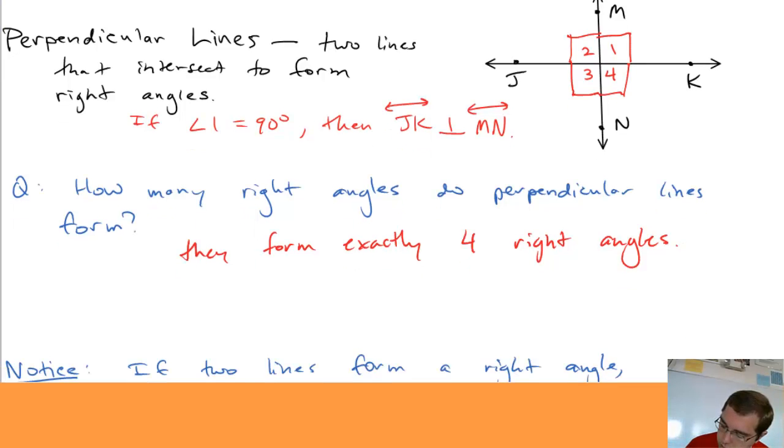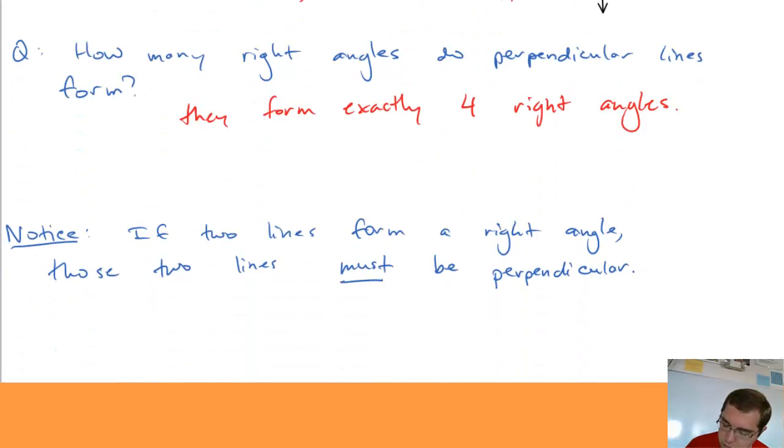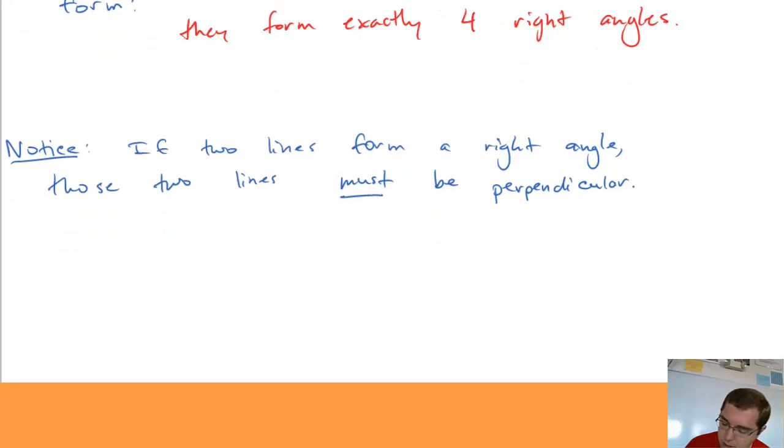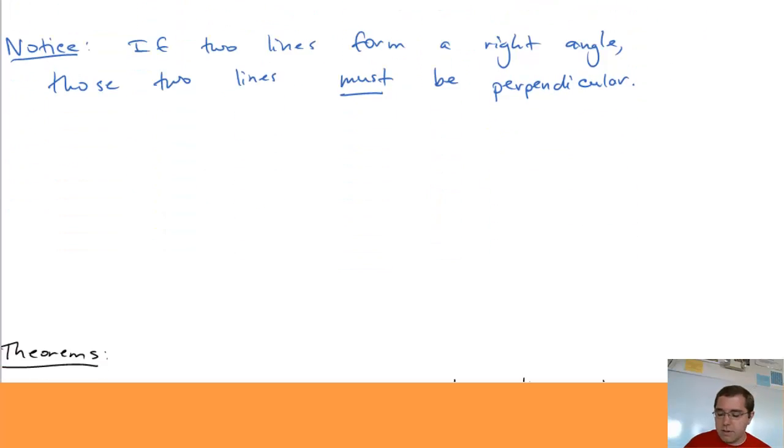Okay? Now I want you to notice something. If two lines form a right angle, one right angle, then those two lines must be perpendicular because of the process I just went through. We have vertical angles that are congruent. We have supplementary angles that are congruent. So those 4 angles must all be right angles, which means those two lines must be perpendicular. So if two lines form a right angle, those two lines must be perpendicular. So if you know you have one right angle, you know you have perpendicular lines.